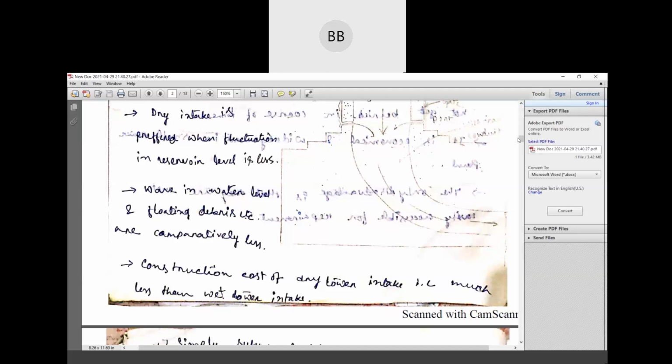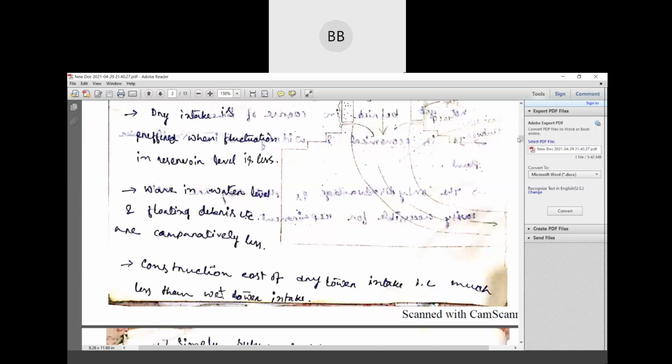When we store the water, that means when we construct a reservoir, then the dam intake structure is connected to the reservoir or dam. In that dam intake structure, we have two types: one is dry tower intake, one is wet tower intake. When the fluctuation level or floating materials are comparatively less, we can go for dry tower intake, or else we have to go for wet tower intake. If the fluctuation in the reservoir occurs quite often, in that case we have to go for wet tower intake.